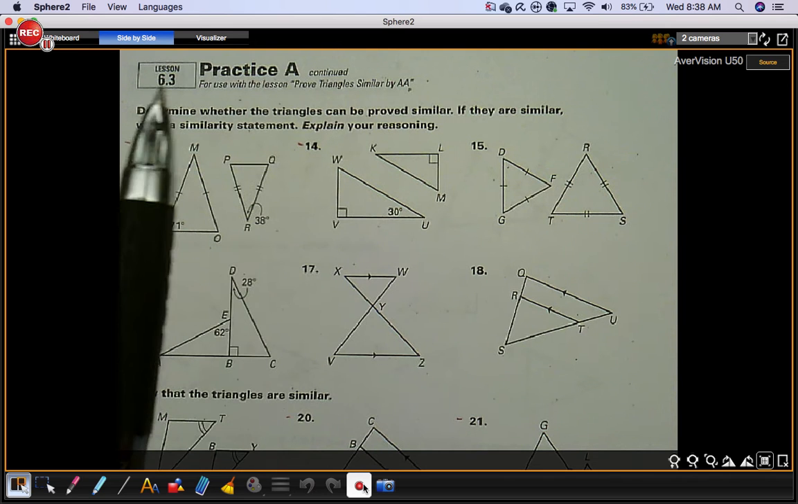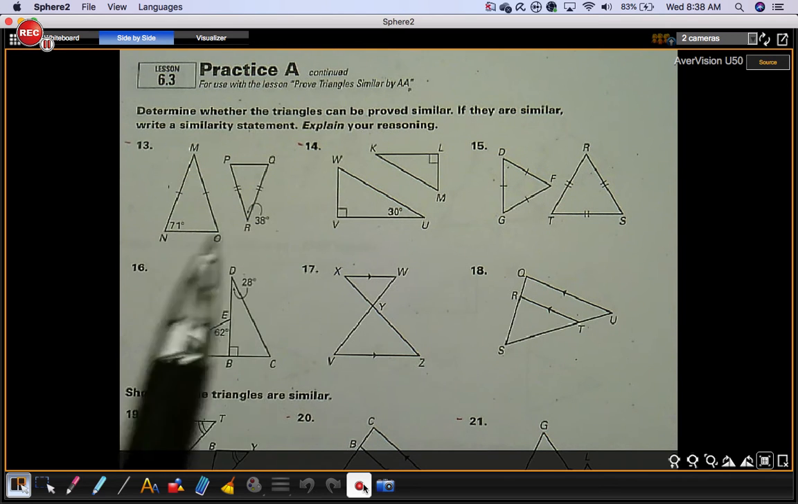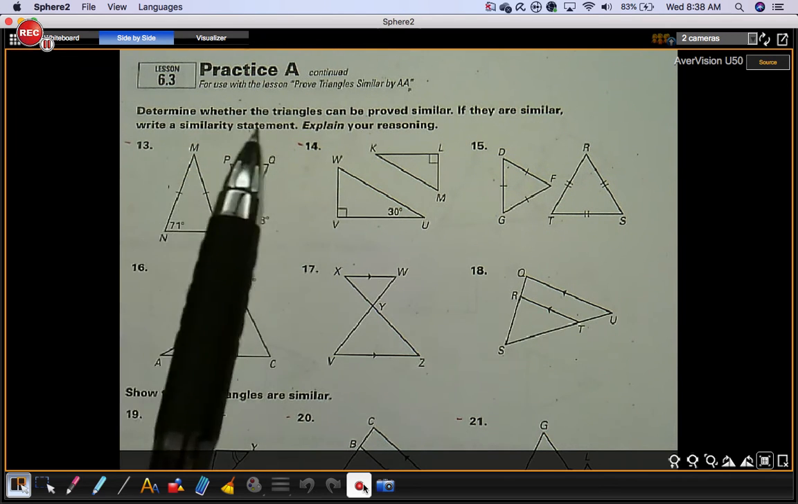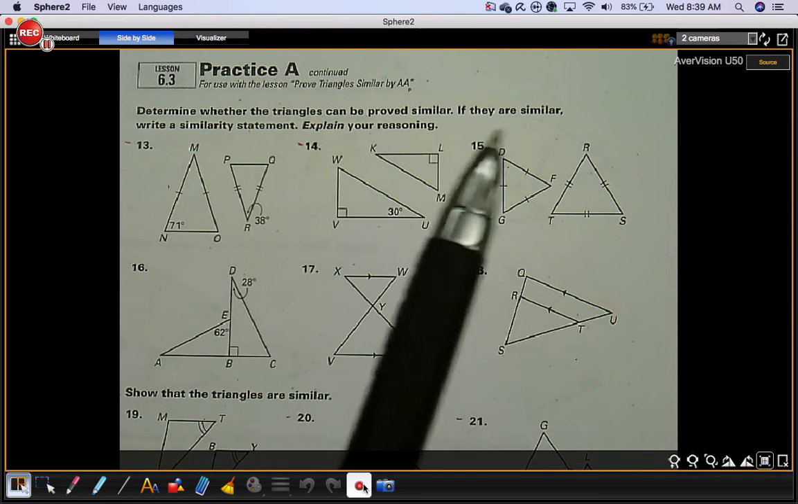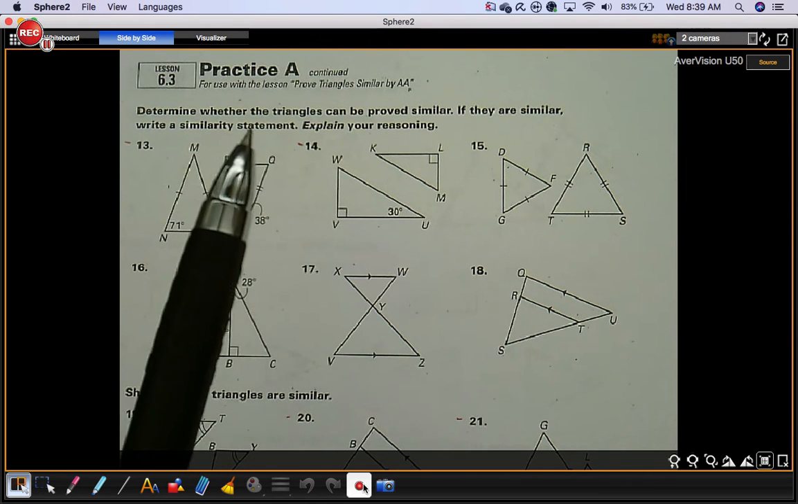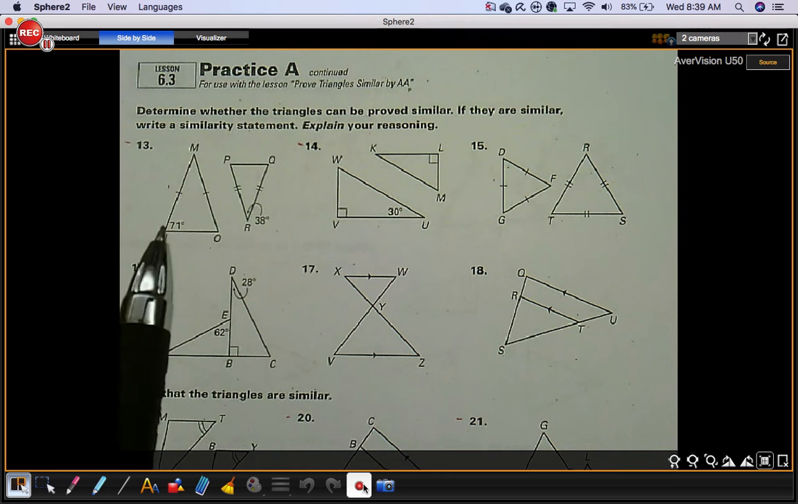This is practice A for section 6.3. This is the back of the worksheet. We're going to determine whether the triangles can be proved similar. If they are similar, write a similarity statement and explain your reasoning.